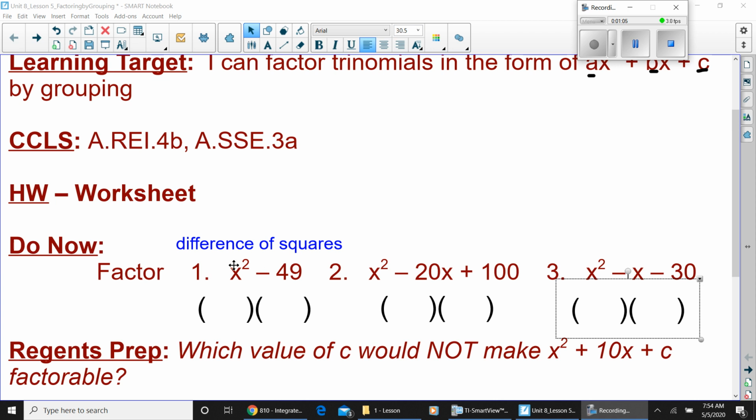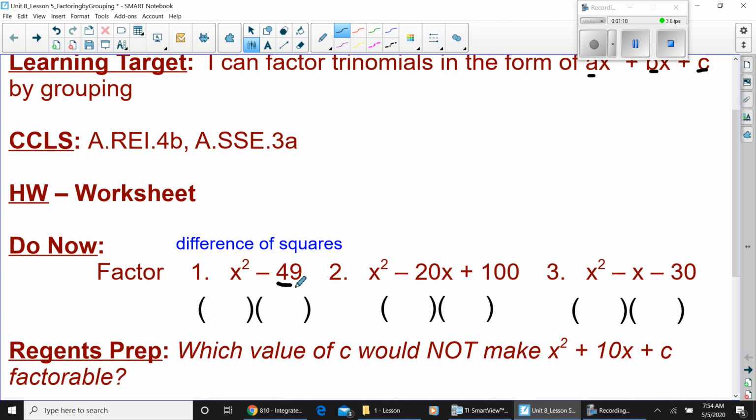So number 1 is the difference of squares. Hopefully you realized that coming into the question, looking at it, that 49 is a perfect square. So what times what equals negative 49? The first thing I put down is x times x, because that is x squared. Once I put that down, I put 7 and 7, because 7 times 7 equals 49. One has to be plus, and one has to be minus. That's basically every time that you have the difference of squares. You're going to see that so much.